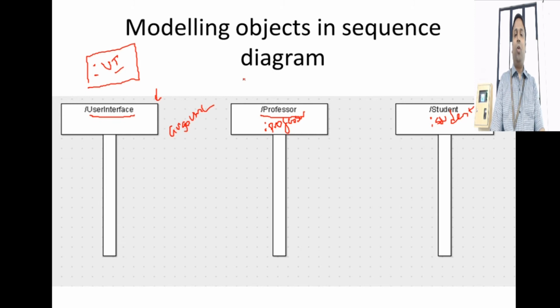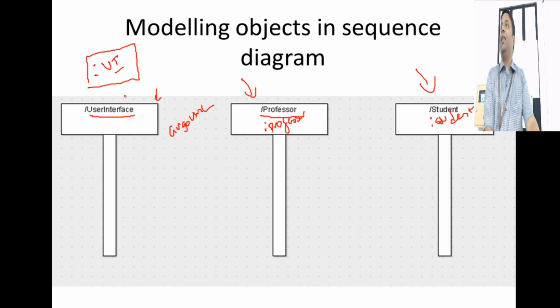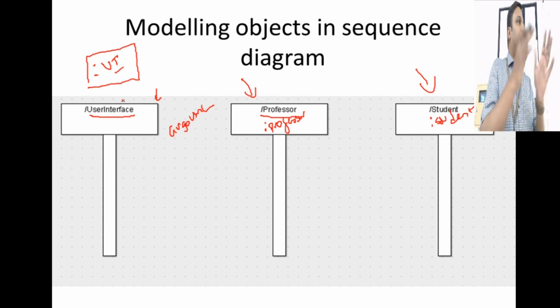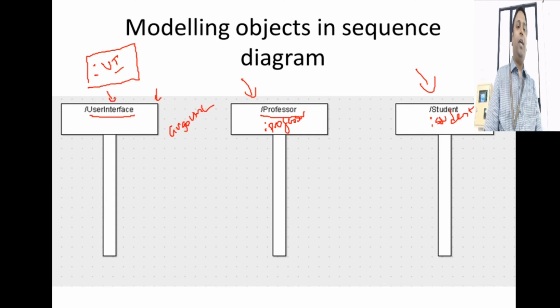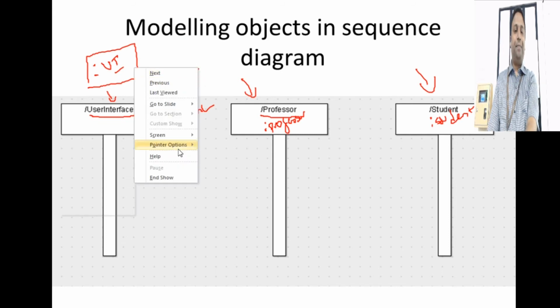So I have just modeled all the objects. This is the professor object, this is the student object, and I am saying this as user interface. You can think of that as the main class. Normally when you work with projects like JSP, you'll have a UI class there. With your HTML code, you will create an object for that class, and then you will invoke the core methods in your core business classes. So that's why I'm saying there is an object of type UI here. Okay. So first, what is it that we have to do? We have to model all the objects.